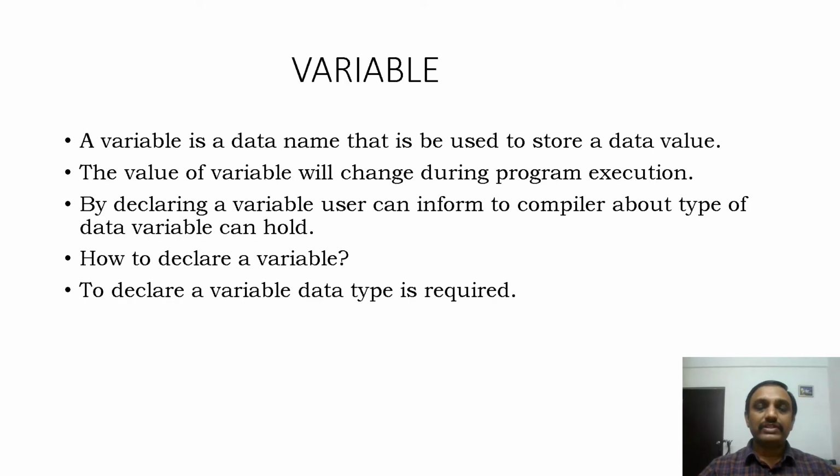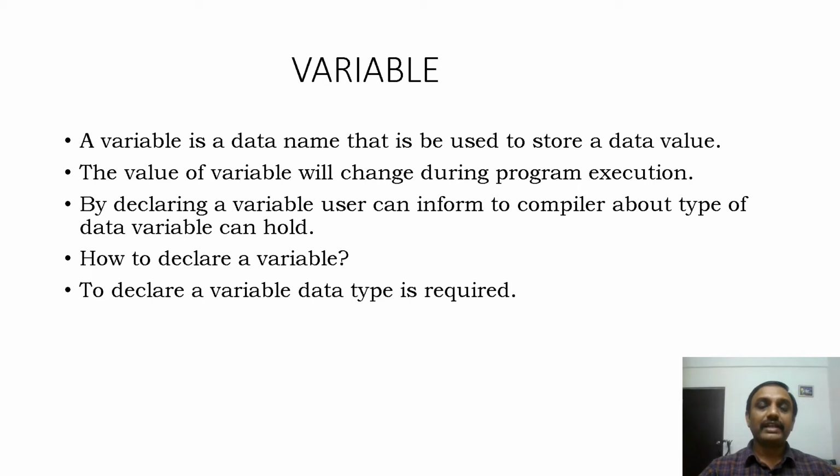In that, first one is variable. What do you mean by a variable? A variable is a data name that is used to store a data value. So why does the name come as variable? That is, the value of a variable will change during program execution. By declaring a variable, the user can inform the compiler about the type of data the variable can hold.